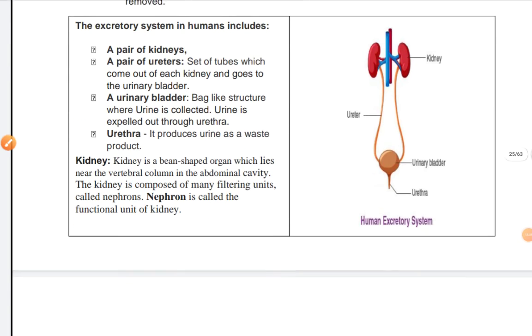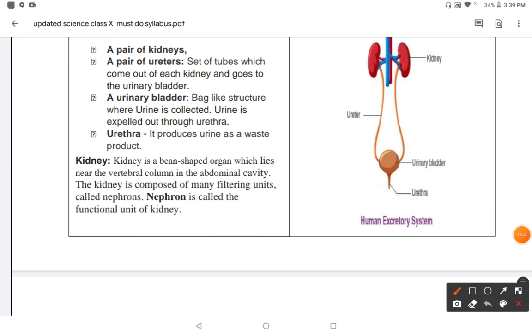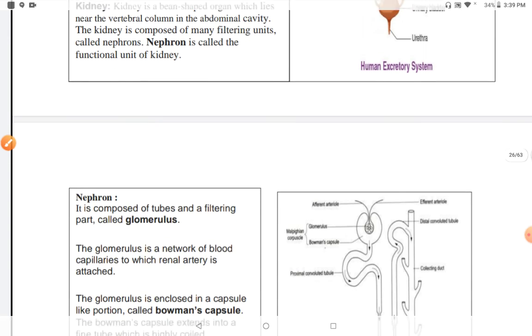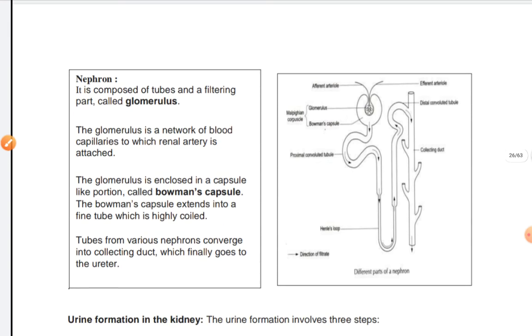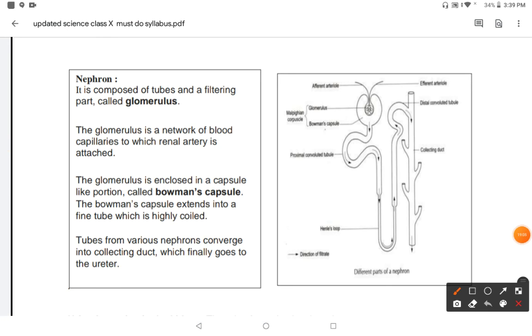Now what is the kidney and what is its shape? Kidney is a bean-shaped organ which lies near the vertebral column in the abdominal cavity. And the kidney is composed of many filtering units that are called nephrons. Nephron is called the functional unit of the kidney, which purifies the waste product in liquid form and removes it. Now let us see how nephron works. Nephron is composed of a tube and a filtering part, that is a glomerulus.